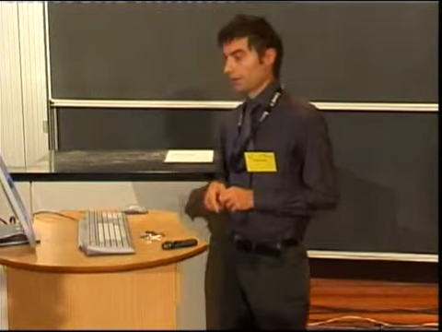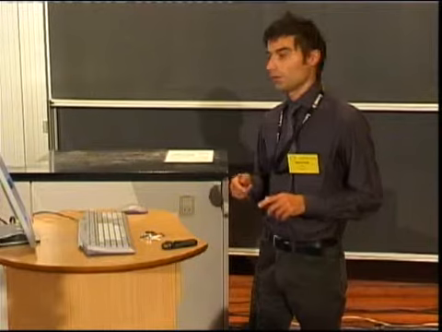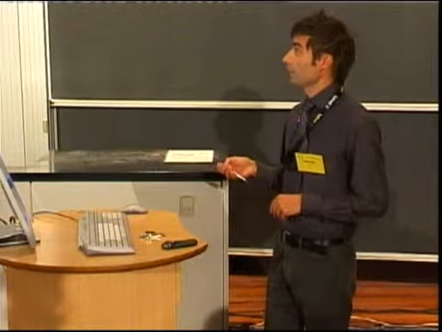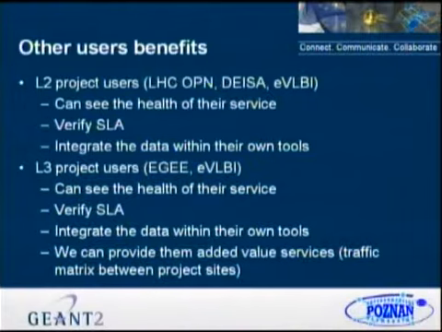If we are talking about other users' benefits, like the project users, layer 2 services, layer 3 services, here you can see a list of some projects like Radio Astronomers, LHC, EGEE. They are currently using end-to-end services. So they will be able to see the health of their service and to verify the service level agreements they have signed to use the service. And if they feel that the visualization tools we are providing do not really fit their requirements, they will be able to access the data directly with the perfSONAR protocol. So to integrate the tools they currently have, but also to integrate the data they may be collecting now.